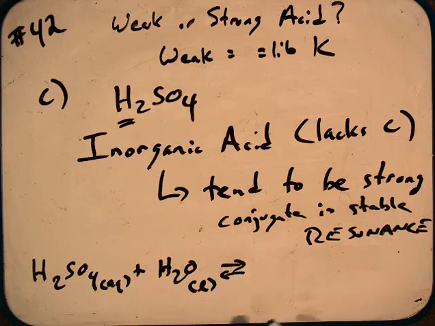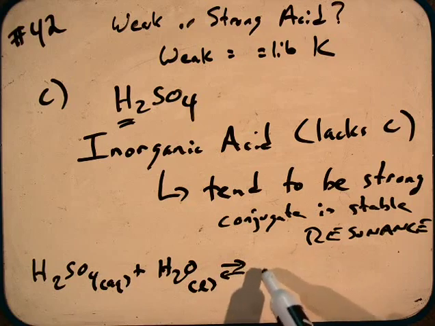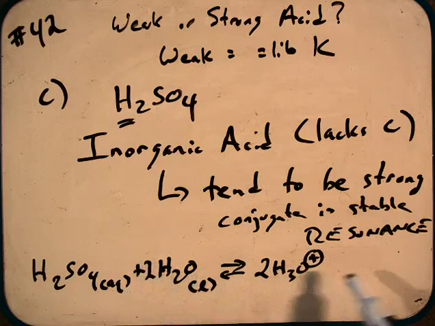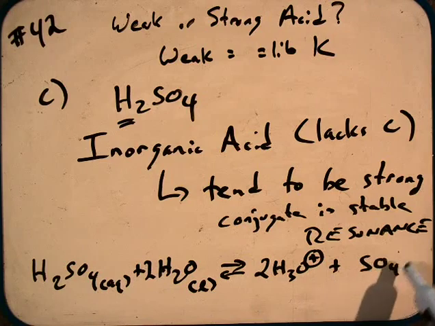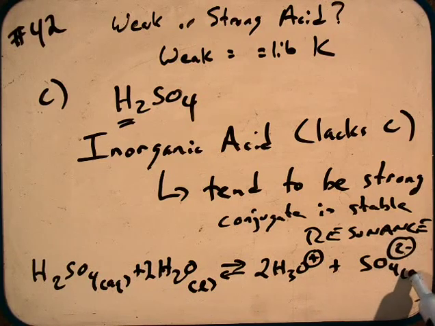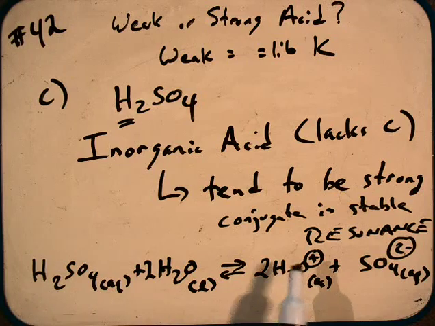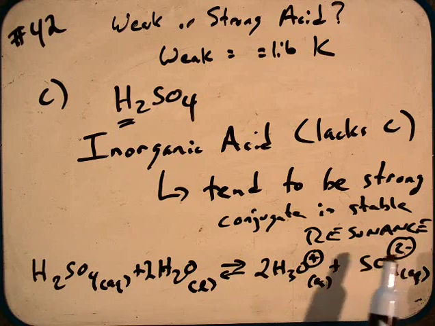again, we write the equilibrium very much the same. We have our acid, we have our water. Make sure our equation is balanced. And so this would be our equilibrium equation. That sulfuric acid reacts with actually two waters because there are two acidic protons to yield two hydronium ions and a sulfate. And so we're still balanced in charge.